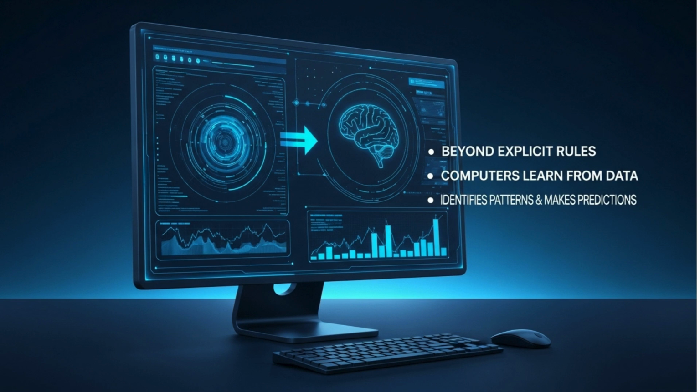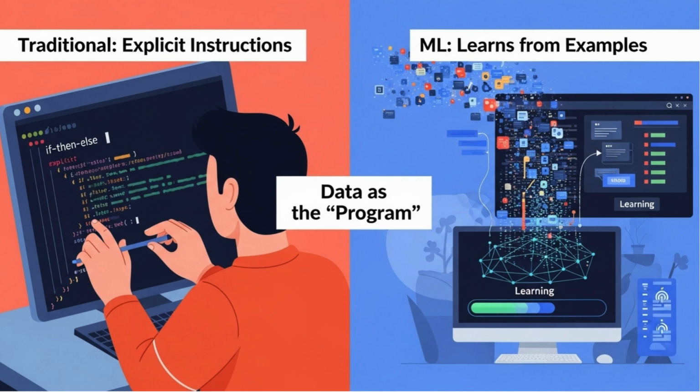Instead of you writing every single rule, machine learning empowers computers to learn directly from data. Think of it as teaching a computer to recognize patterns and make predictions, rather than programming it with an exhaustive list of if-then statements. This opens up incredible possibilities, and we'll start by understanding how it differs from traditional programming. Let's dive deeper into that distinction.